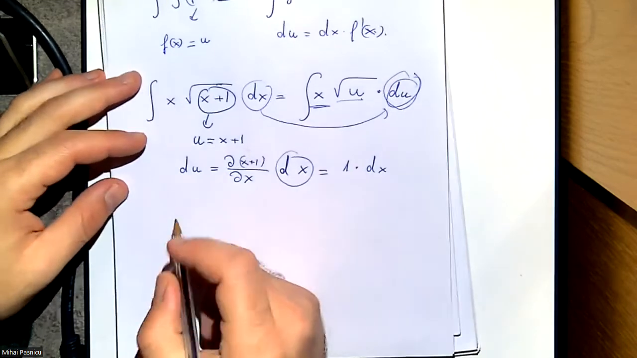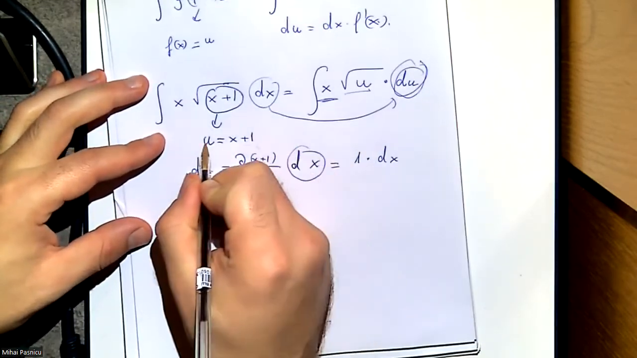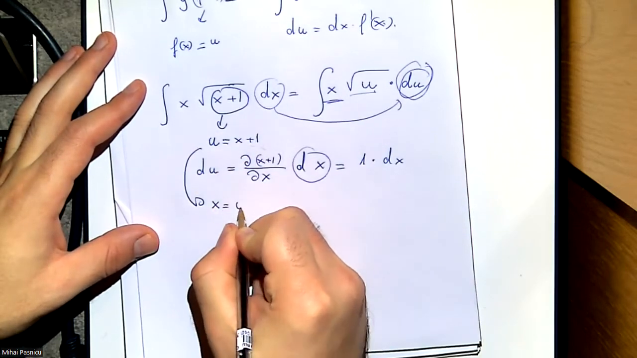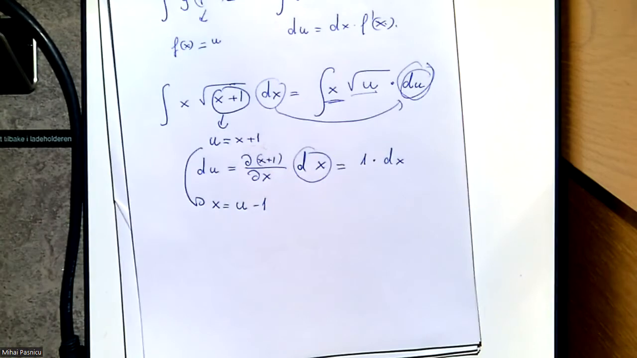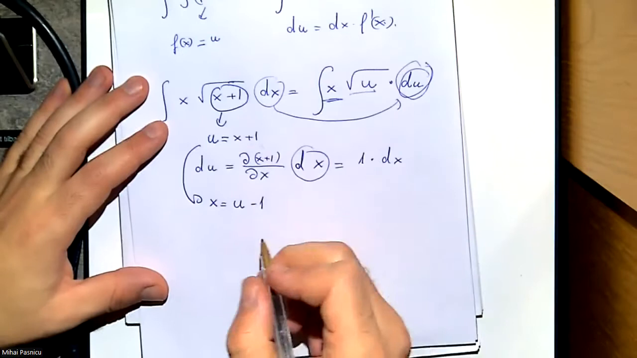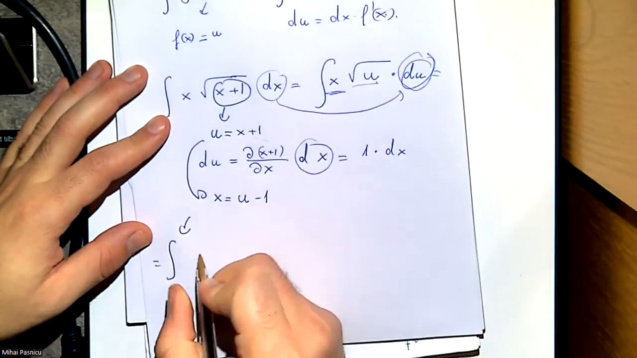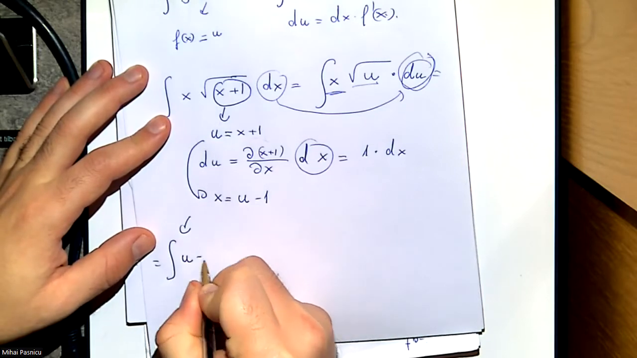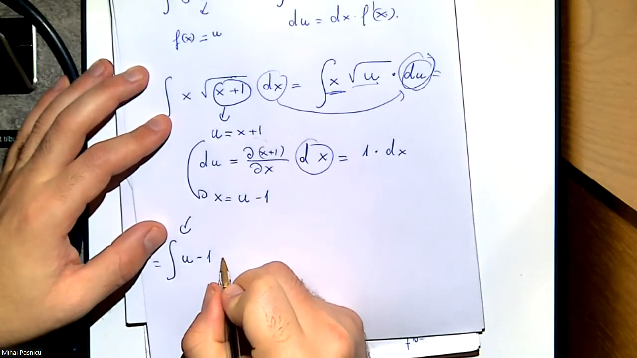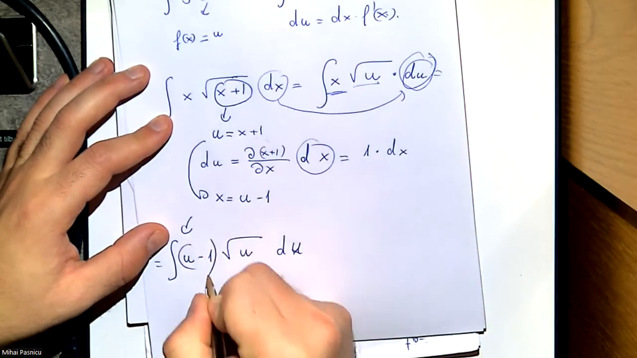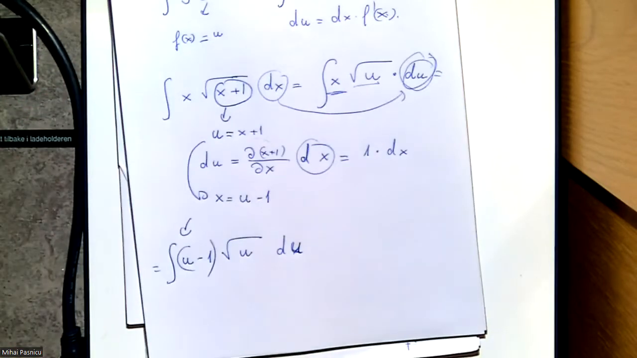For step by step, fine. But if u is equal to x plus 1, then it means x is equal to u minus 1. Right? So I can just replace it. I can just say, okay, so this is actually the integral of u minus 1 times square root of u, du. Okay?